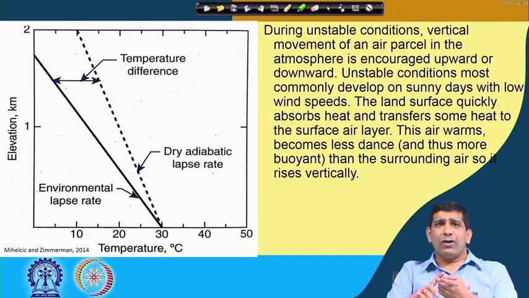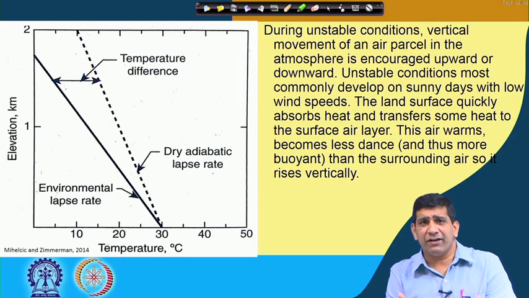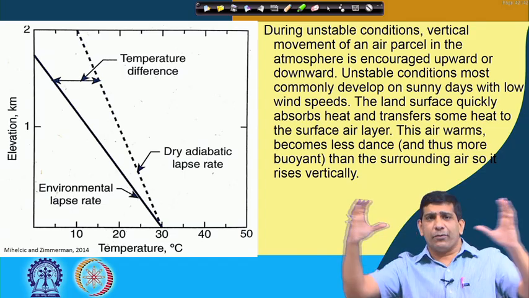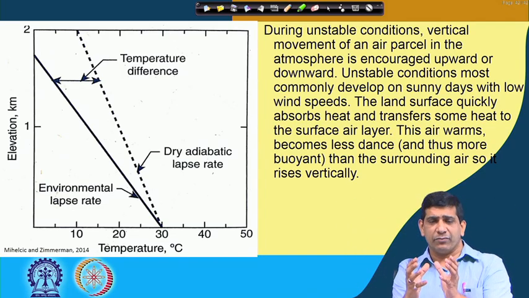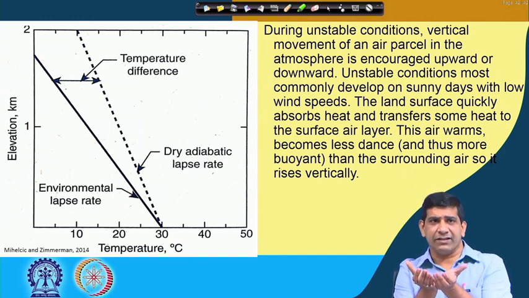On a sunny day with low wind speeds, the land surface will quickly absorb heat and transfer some heat to the surface air layer. This air warms, becomes less dense, thus more buoyant than the surrounding air, so it rises vertically. When there is a vertical lift of the air, the colder air from the side will come and try to take its space. So that's what happens in an unstable condition. Vertical movement of an air parcel does happen.